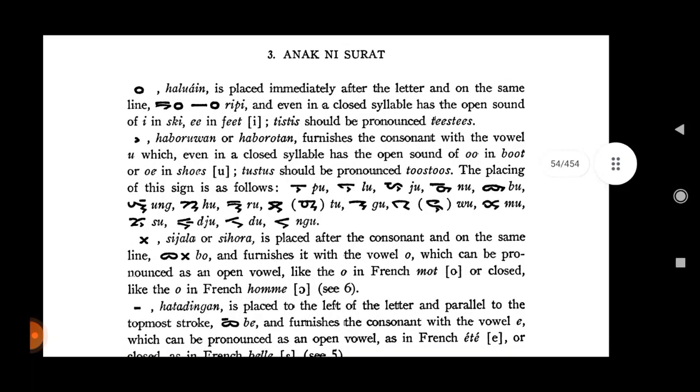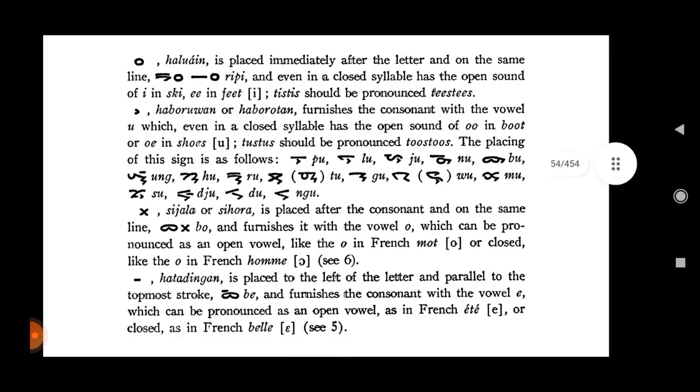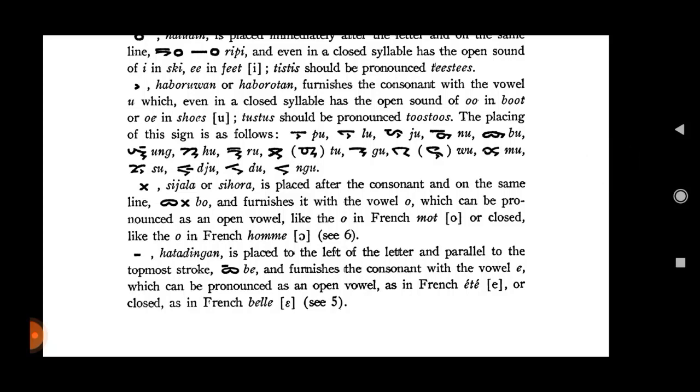Anak ni surat. Haluain is placed immediately after the letter and on the same line, and even in a closed syllable gives the open sound of E, as in ski, E in feet. Habaruan or habarutan furnishes the consonant with the vowel U, which, even in a closed syllable, has the open sound of U in boot or O in sus. The placing of the sign is as follows.